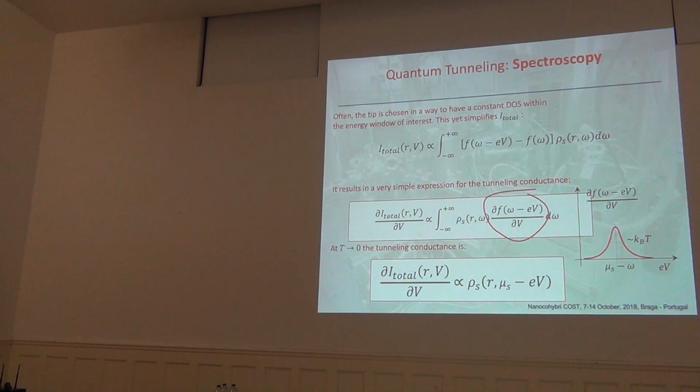Okay, so if you go to very low temperature, then this becomes just a Dirac delta function, and you end up with a very simple expression. The derivative, or for tunneling people, we call it tunneling conductance, as a function of applied bias, is simply proportional to the density of states at the position that we measure, at an energy of Fermi energy minus bias. Okay, so Fermi energy here counts as 0.